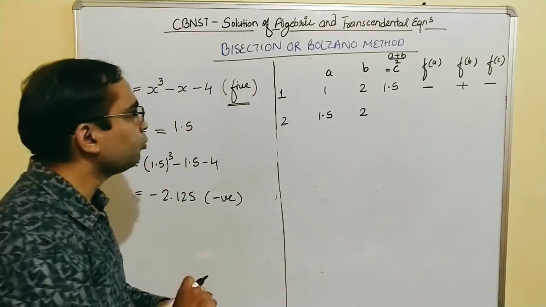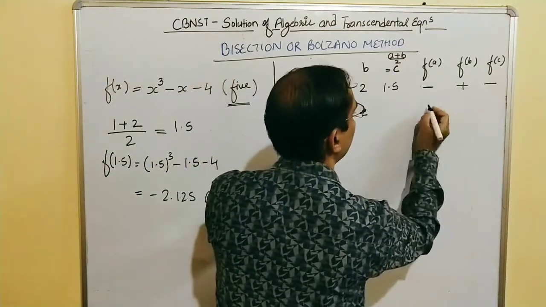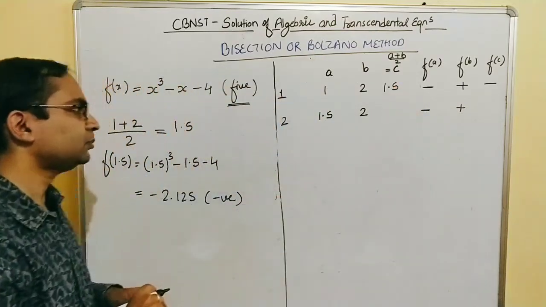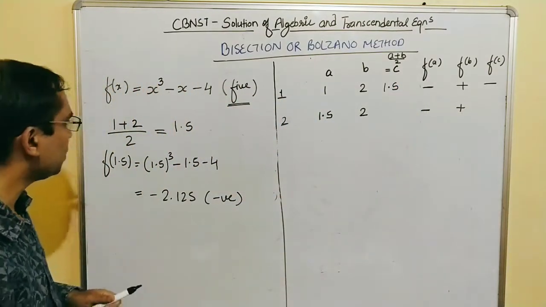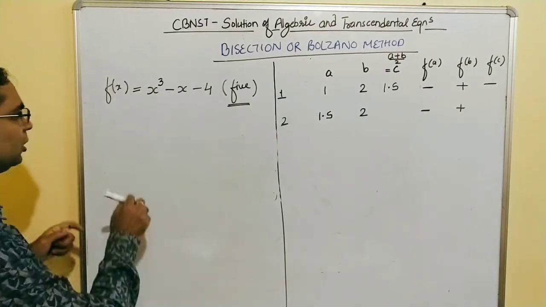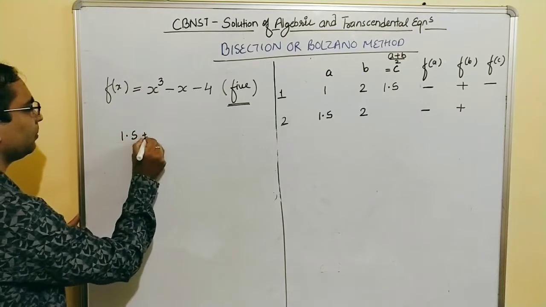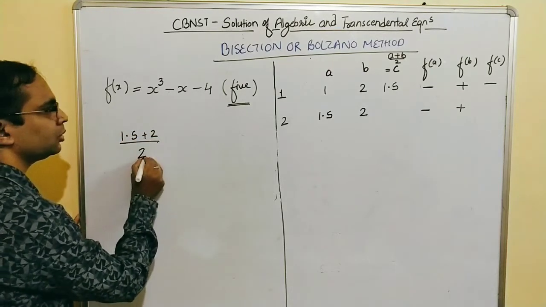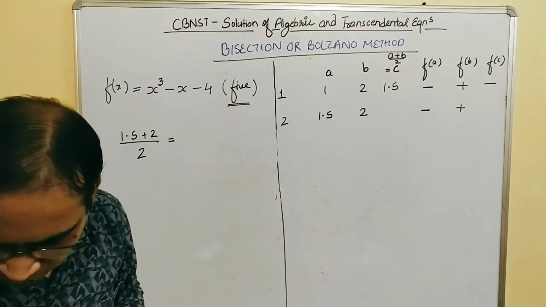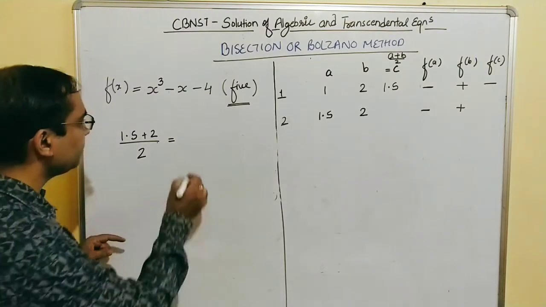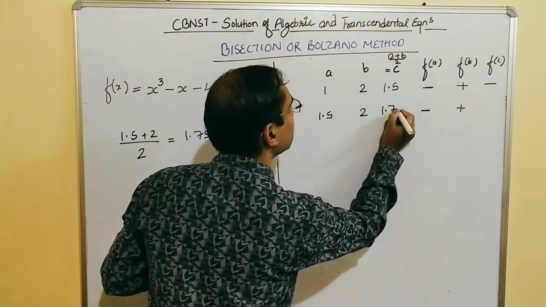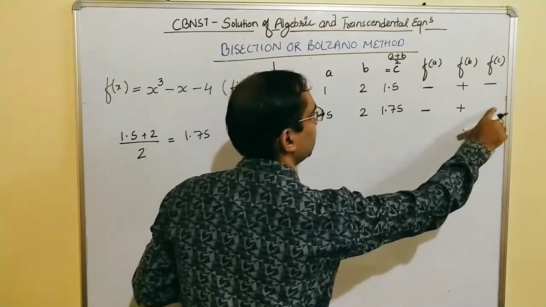Now we can see that at 1.5 the function's value is already negative, and at 2 it is positive. Now we need to find this c. So again the same process will be repeated for the second iteration. So this is 1.5 plus 2 upon 2, which is 1.75. Now c is 1.75, so we'll write 1.75. Now we need to find f at c.